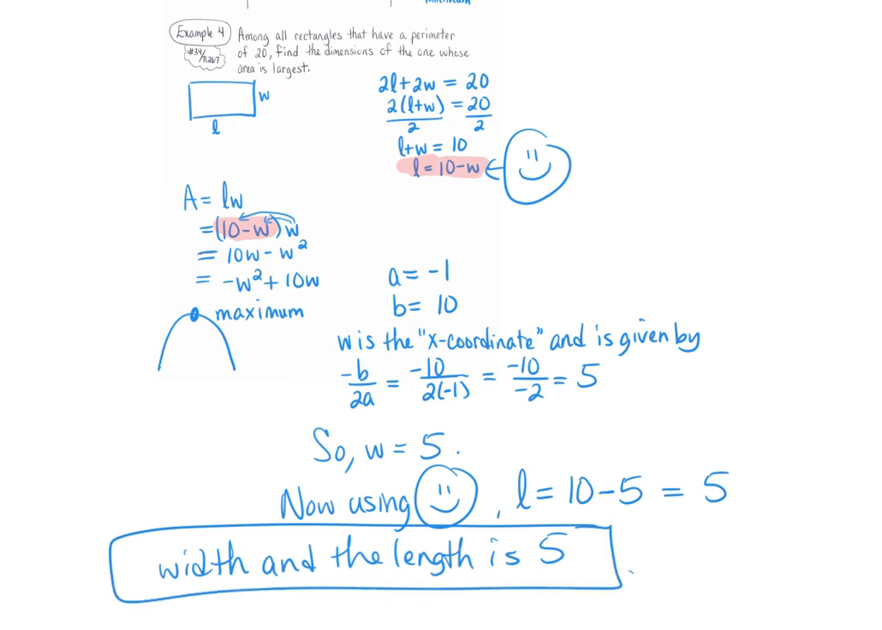That's it. And so the last example is going to show you how to optimize cost. We're going to figure out how to find the minimum cost.